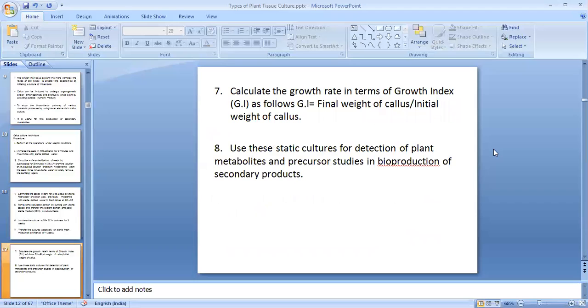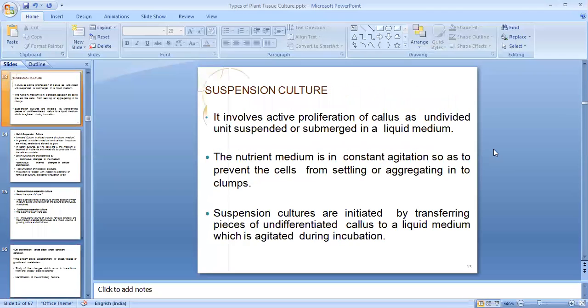And once it is grown, the growth index can be calculated by using the formula: final weight of the callus divided by the initial weight of the callus. Usually this static culture method is used to detect the plant metabolites and to study the precursors used in the bioproduction of secondary metabolites. So this is the procedure to develop a callus culture.